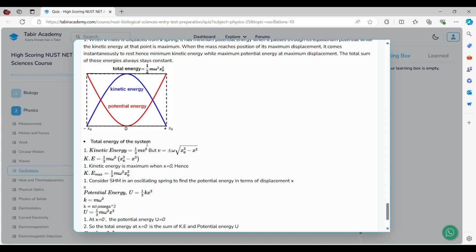Total energy of the system. So here you can see kinetic energy and potential energy. They're always equal at any point in the graph. They're always constant basically. Not equal, constant. The total energy of the system.